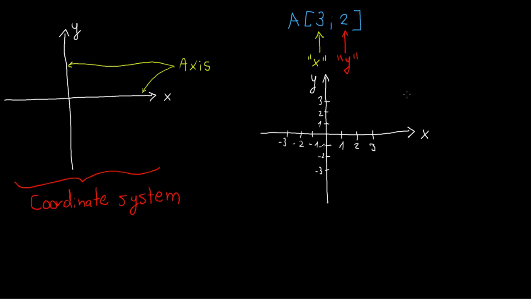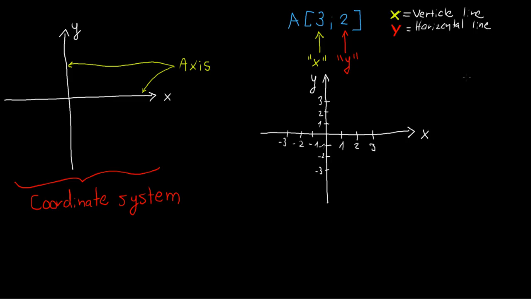Now, let's start with the first point, which we defined as A. We're going to help ourselves by drawing lines. How do we know where to draw the line? For X, the first number, we draw a vertical line. And for the position of Y, we draw a horizontal line.